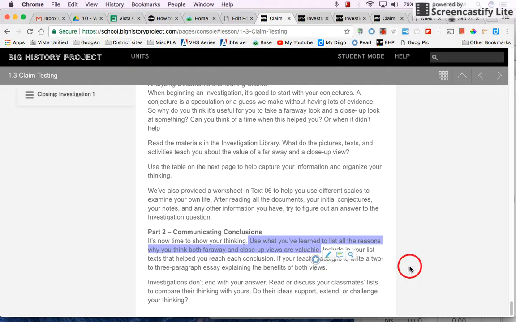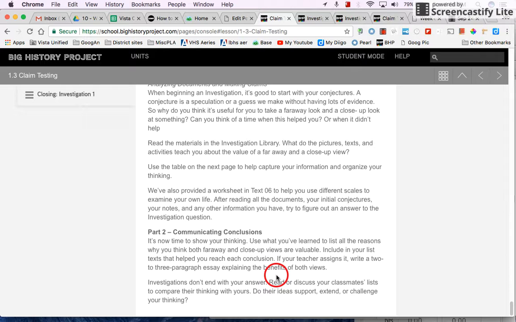Okay, so use what you've learned and list all the reasons you think both far away and close-up views are valuable. So that is something you're going to have to produce. In your notebook, you are going to list reasons why a zoomed in, super close-in view is valuable and reasons why a zoomed out view is valuable. And you're going to need to cite the texts that you used to come to those conclusions. Okay, so no, you don't have to write that essay, although you should feel free to.